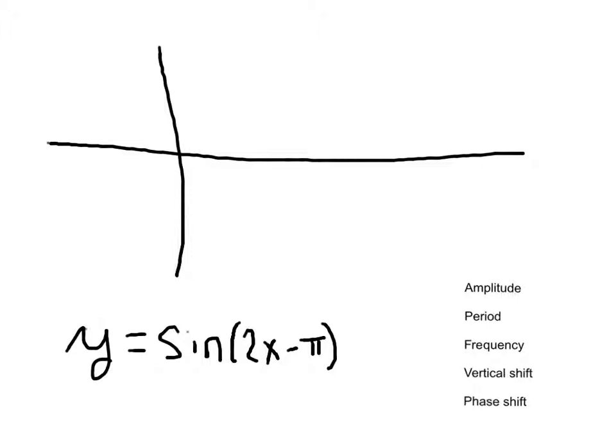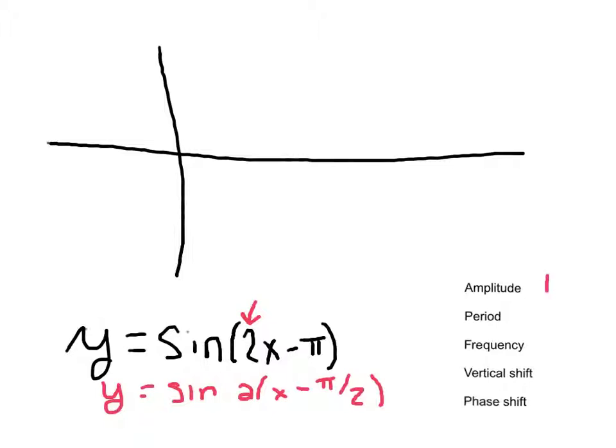Now we're going to look at a harder example of phase shift. And you might look at this and think, oh, it's just shifted to the right pi. But you cannot tell what the phase shift is if there's a number in front of the x. So if there's a number in front of the x right there, that 2, we can't tell what the phase shift is. In order to tell what the phase shift is, we have to factor out the 2. So we're going to rewrite this function as y equals sine of 2 parentheses x minus pi over 2. Now we can evaluate this function, and this phase shift is going to be to the right 90 degrees.